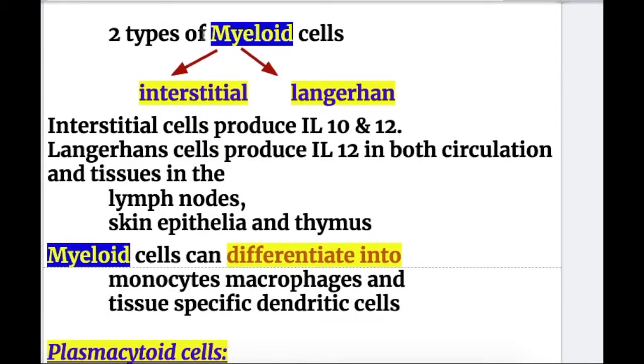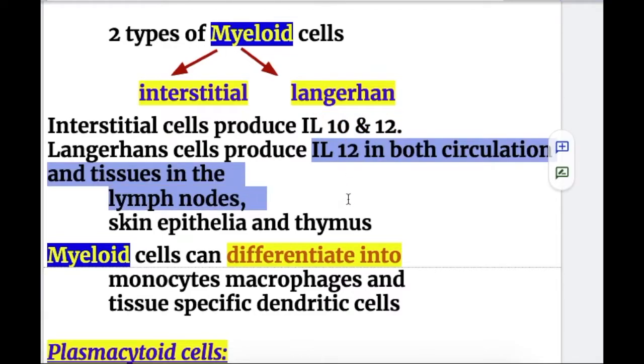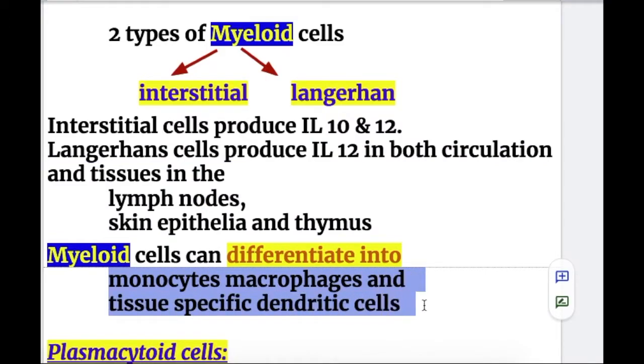The myeloid cell type of dendritic cells are of two types, interstitial and Langerhans. The interstitial cells produce interleukin 10 and 12, and Langerhans also produce interleukin 12 in circulation, tissues, lymph nodes, skin, epithelia, and thymus. The other property of myeloid cells is that they can differentiate into monocyte macrophages and tissue-specific dendritic cells.